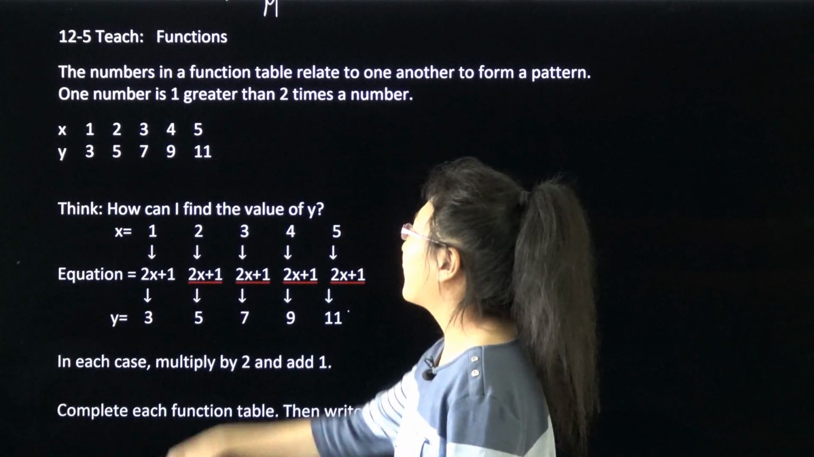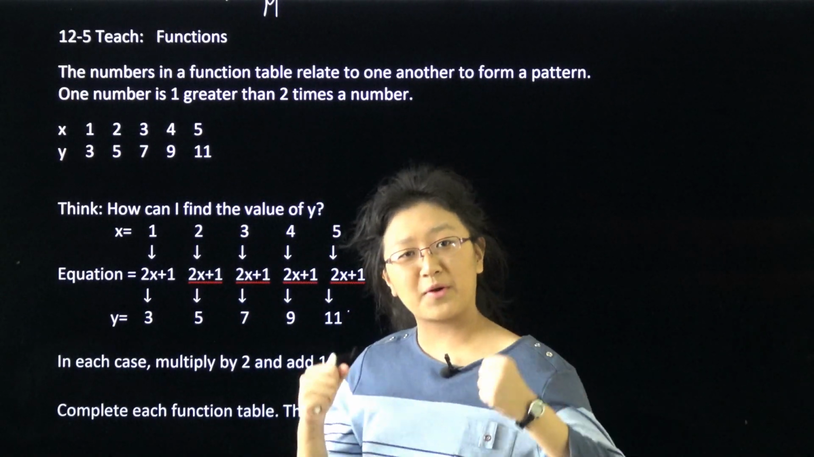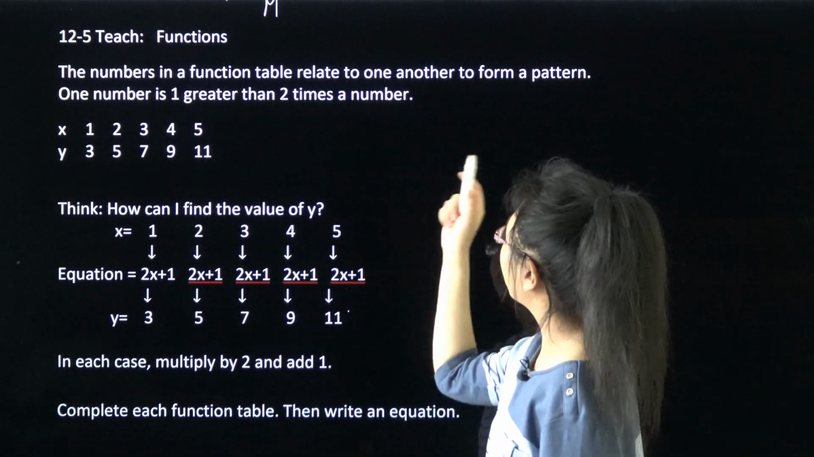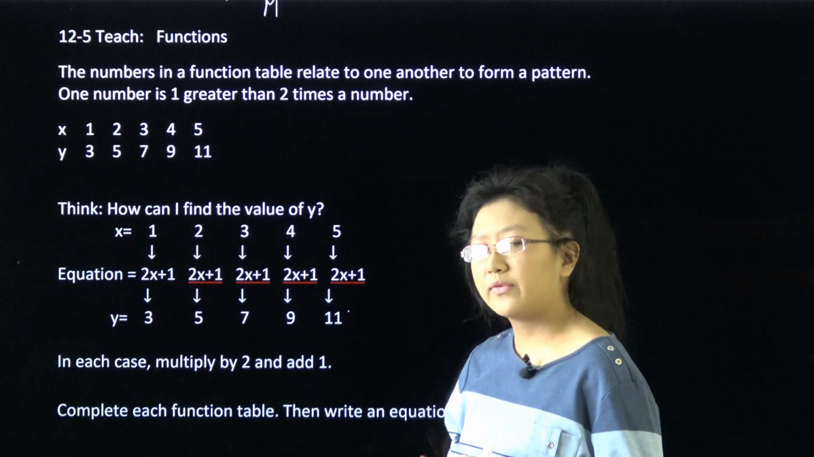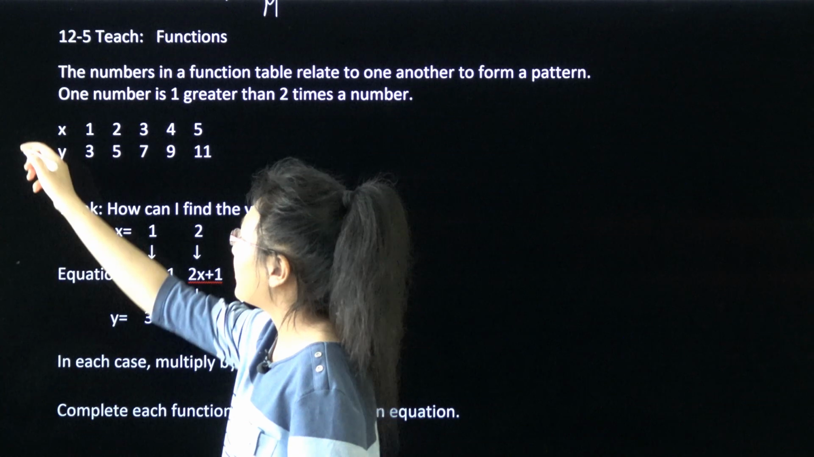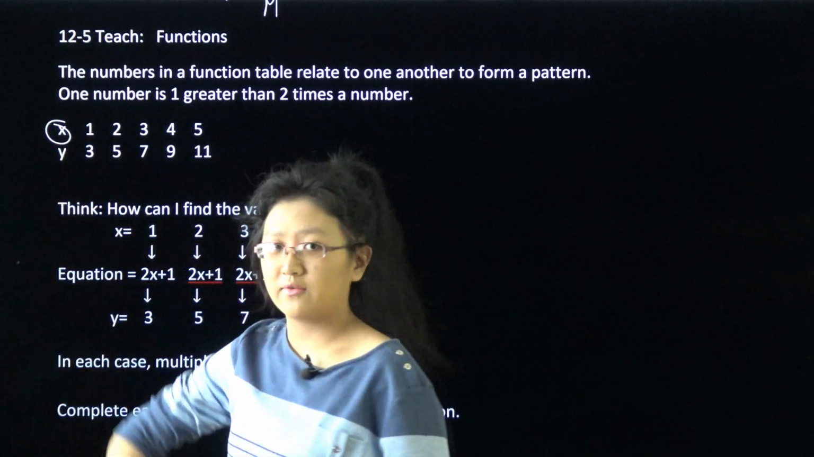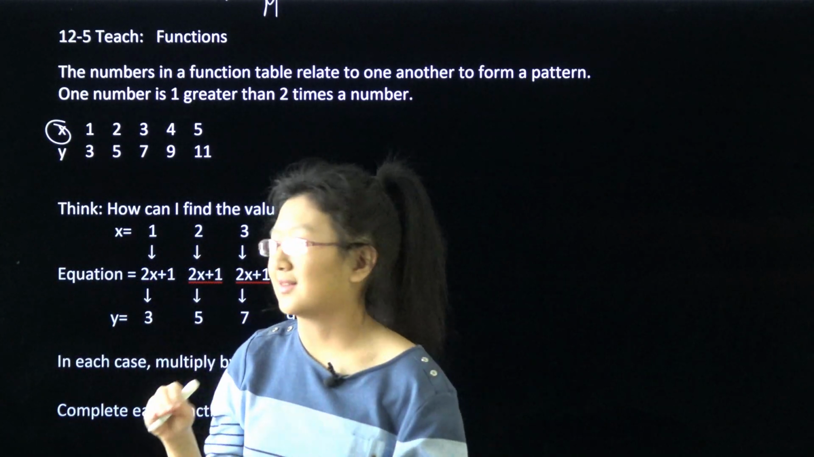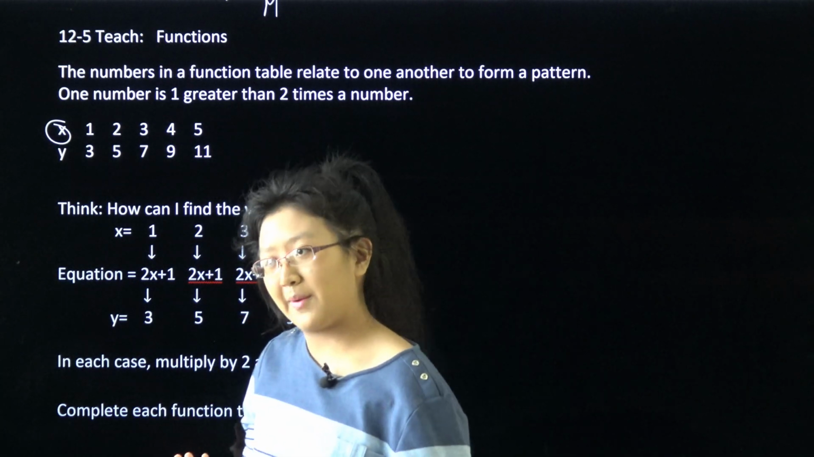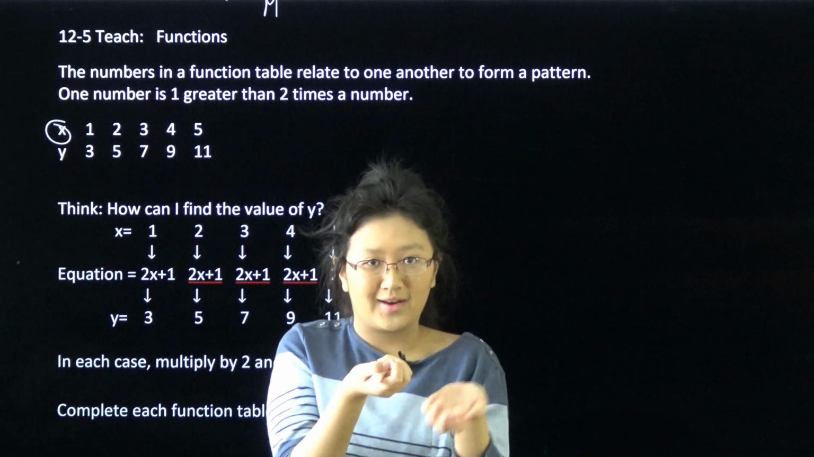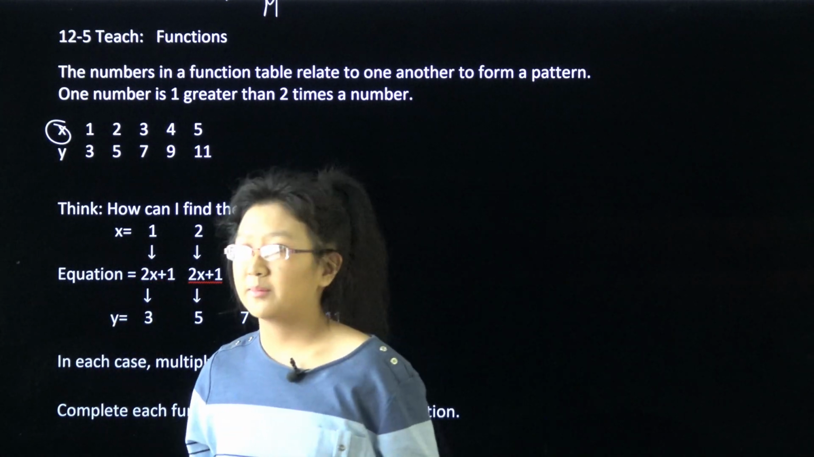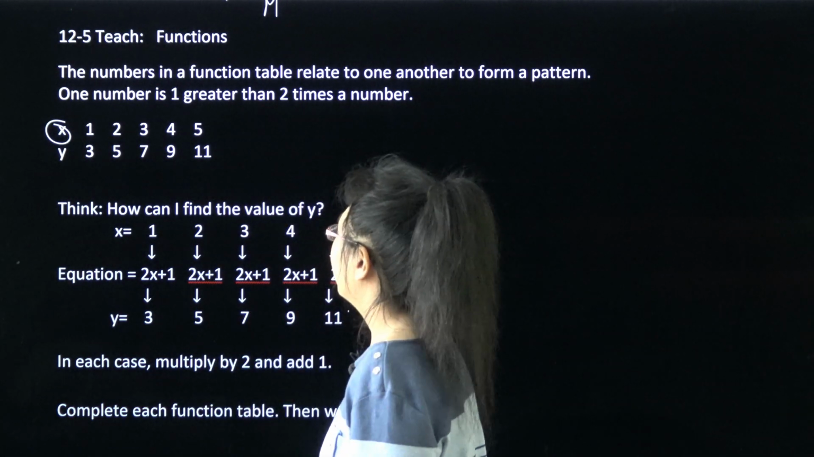Alright, so section 5, we're finally going to teach you about functions like we promised in the title. So, the numbers in a function table relate to one another to form a pattern. If you think about it, it's really just a number pattern, except x, which is the value on the horizontal axis, is a term number. You know how there's terms in a pattern, like the first bit of a pattern, and then the second, and then the third, and then the fourth? Yeah. So x is really just a term number, and then y is the real pattern.